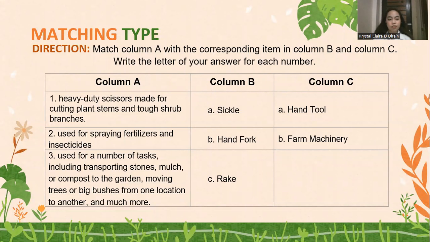In column A, it consists of the definitions. In column B, it consists of the hand tools and farm machinery. And lastly, you must identify whether your match of column A and column B is a hand tool or a farm machinery. In this activity, I will just give you 10 minutes to answer this. Okay, next slide.